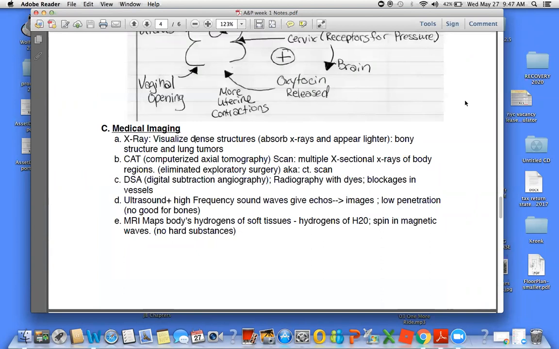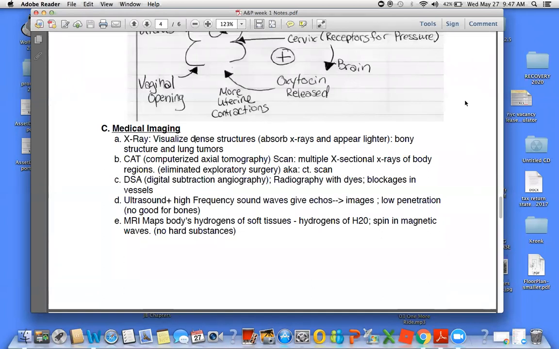So X-rays visualize dense structures, and the dense structures appear lighter in the X-ray. Right? And we'll go over more X-ray images as we go on in the bone part of our course. But X-rays, while cheap, don't give you a very good 3D view.